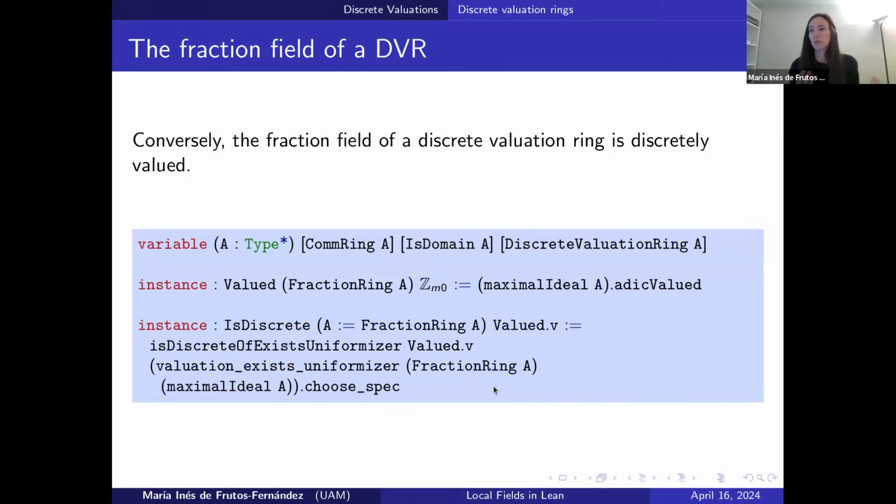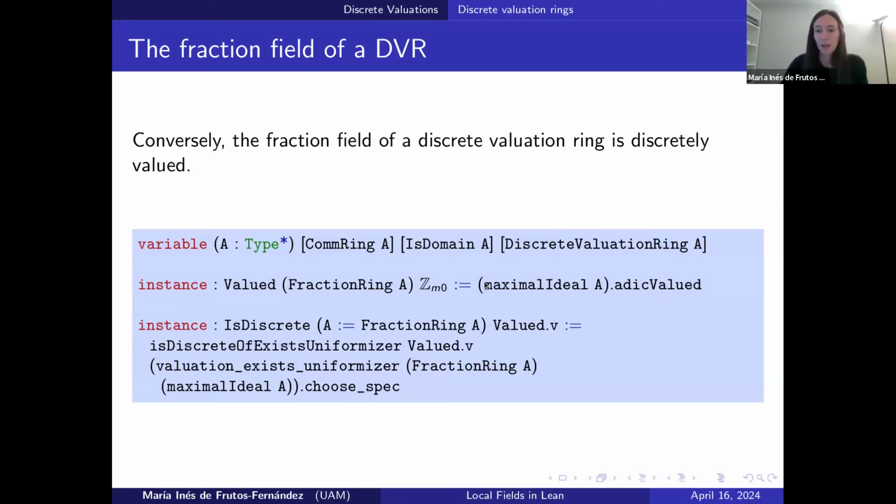And then we can also go the other way. So we can start with a discrete valuation ring A, and we can put a valuation on the fraction field of A and show that this valuation is discrete. So the way we do this is we take the valuation generated by the maximal ideal of A. This gives us a valuation on the fraction ring of A.